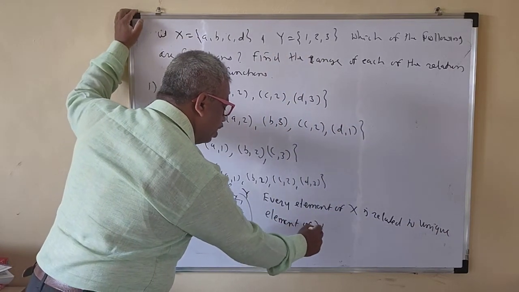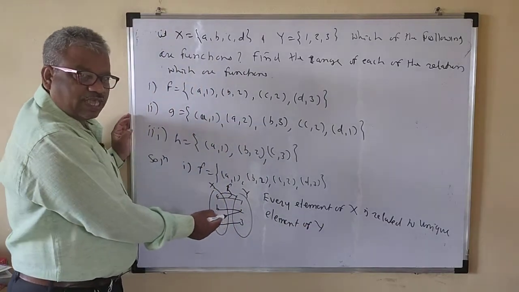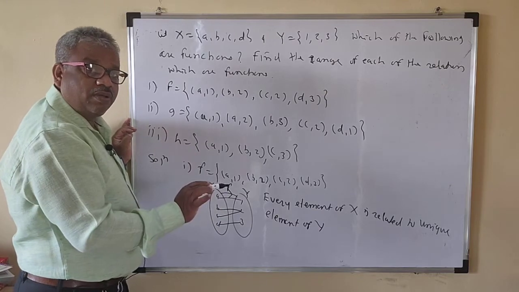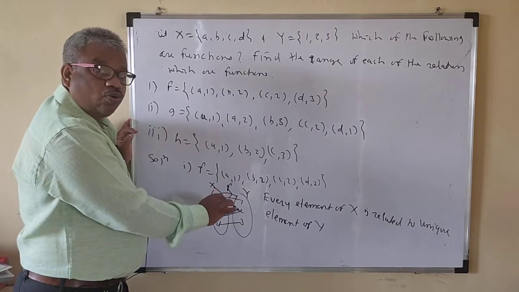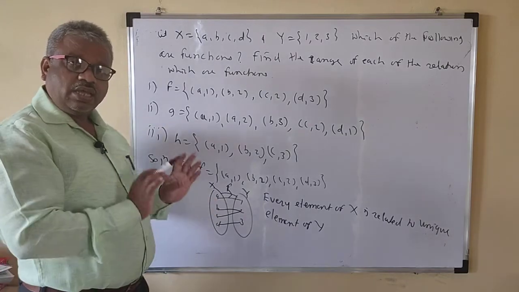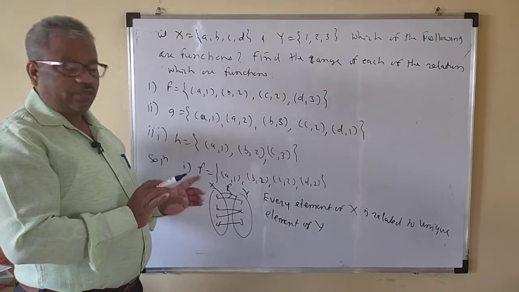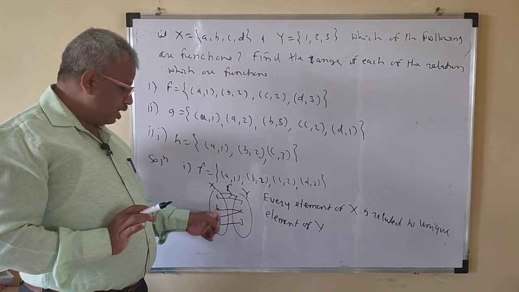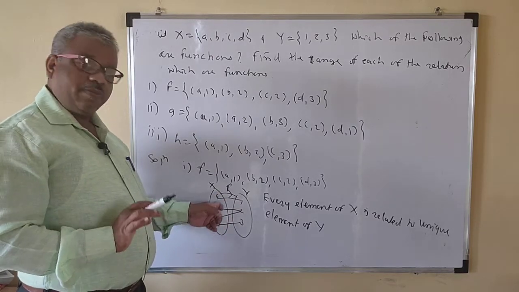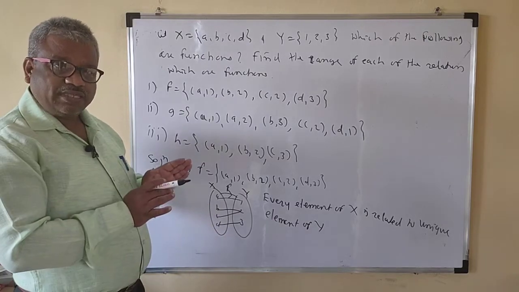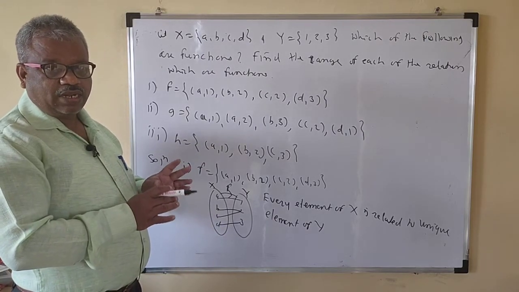Now here see, B and C have the same image. Doesn't matter, but B is related to only one element of Y. C is also related to only one. So they have the same image, but it has a unique image. How many images of B are there? Only one image is there. Image of C is also only one here, right? So the images may be same. Doesn't matter.